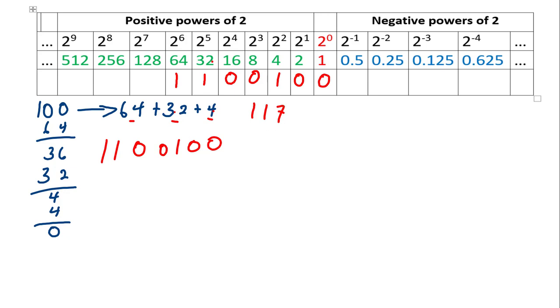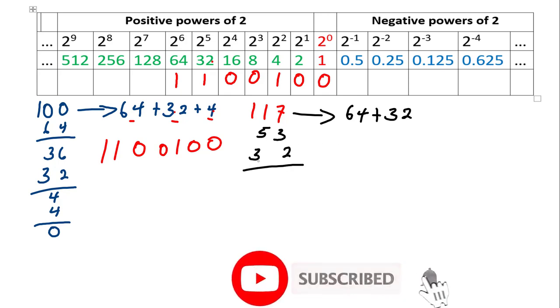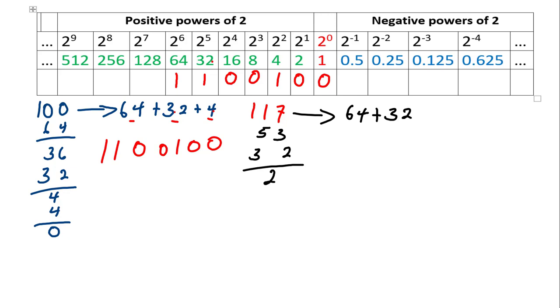Converting 117 to binary, as usual, you compare 117 to the values we have in the table. We do not have 117 in the table, but the value just under 117 is 64. So we write 64. And then we subtract 64 from 117. 64 from 117 is 53. Comparing 53 to the values in the table, we do not have 53, but the value just under 53 is 32. And then we subtract 32 from 53. 32 from 53 is 21.